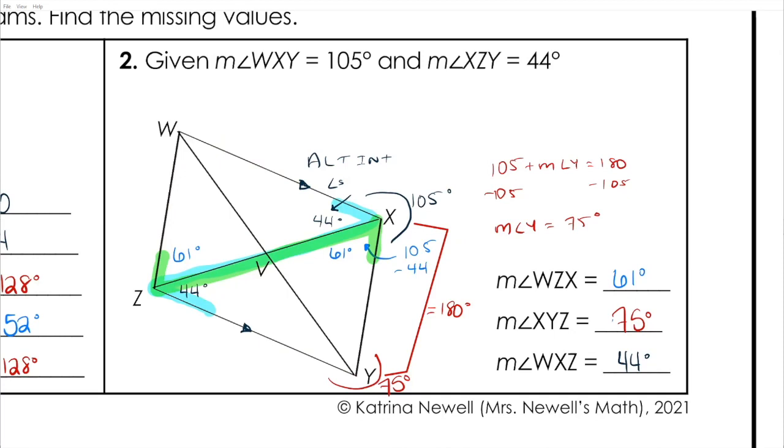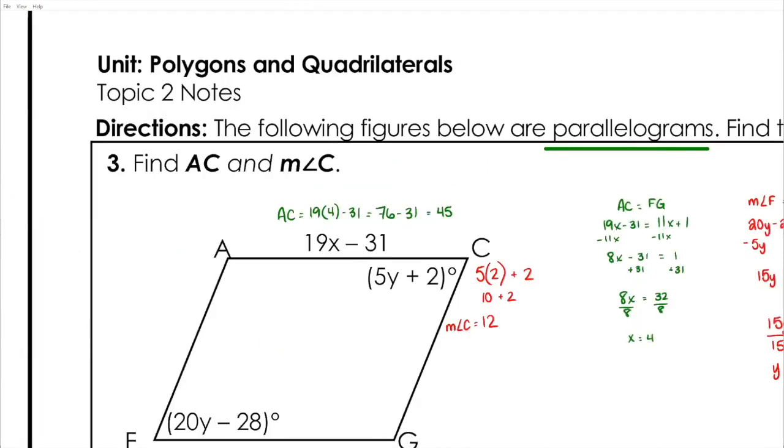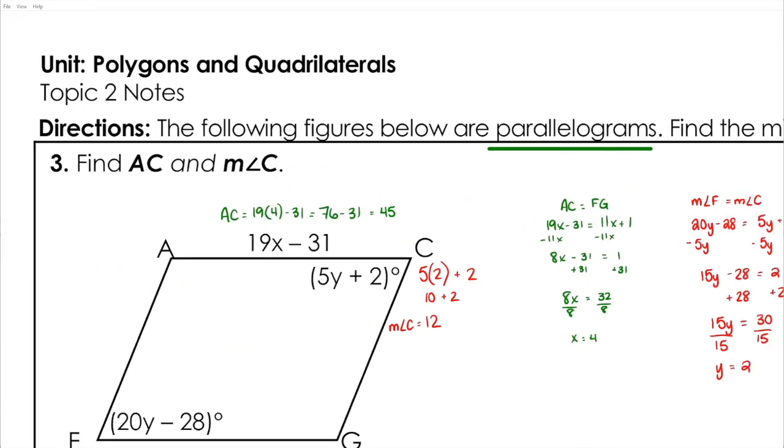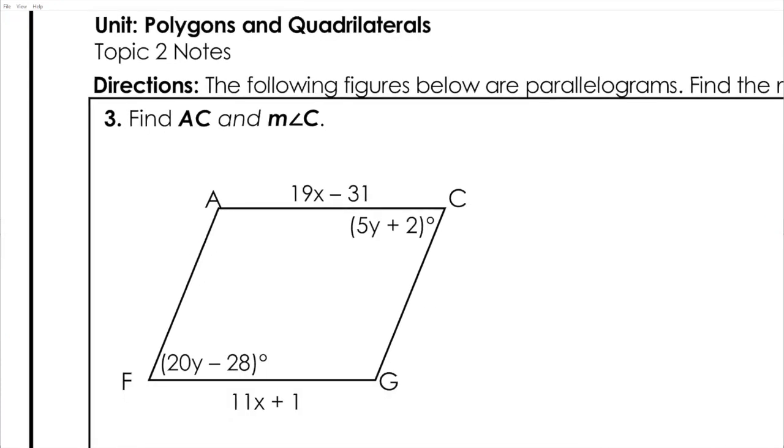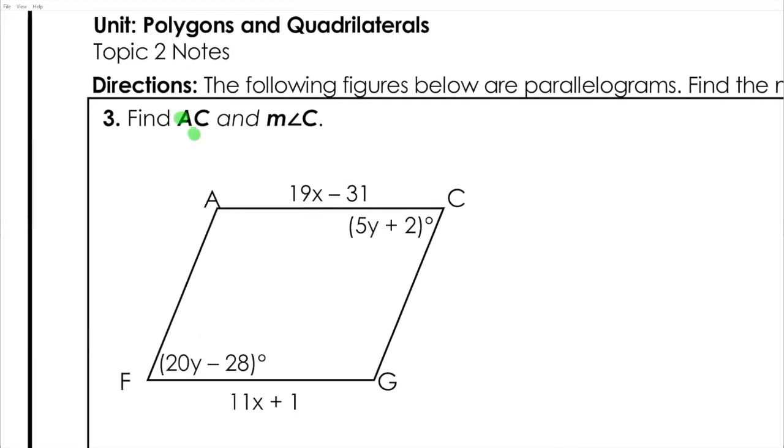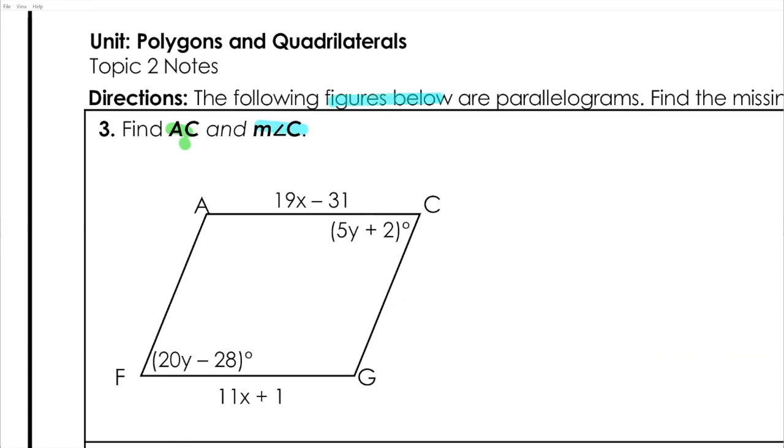So they can always sprinkle some algebra on us, and realistically, they love sprinkling algebra on us, and I personally love doing the algebra part of it. So let's see what we can do. It says find the length of AC and the measure of angle C. So we have a parallelogram because they told us the figures below are parallelograms. So because we know that they're a parallelogram, we know that our opposite sides, AC and FG, are equal. We can write that equality statement. AC is equal to FG.